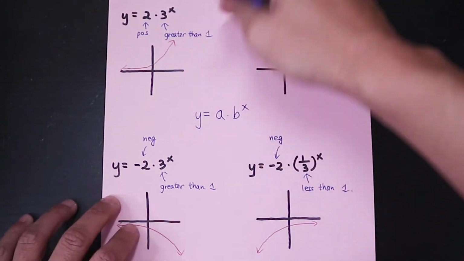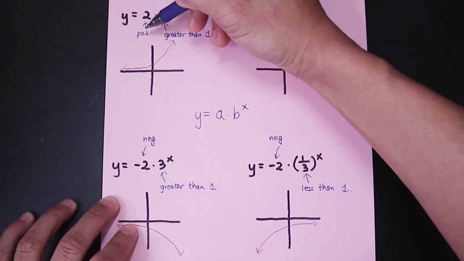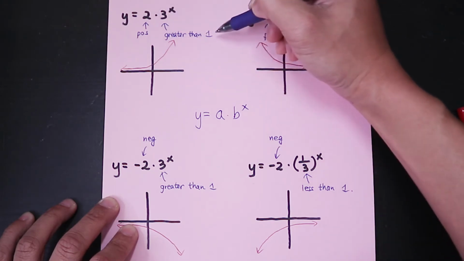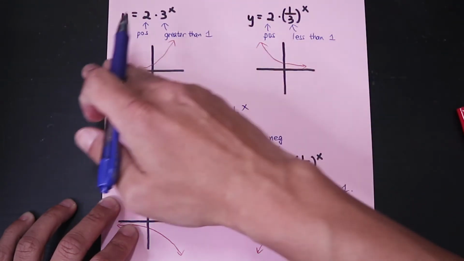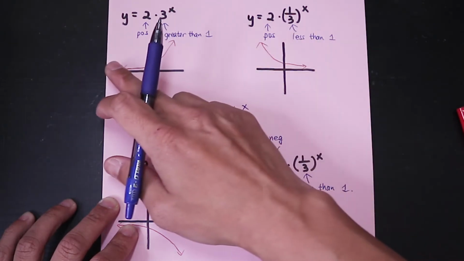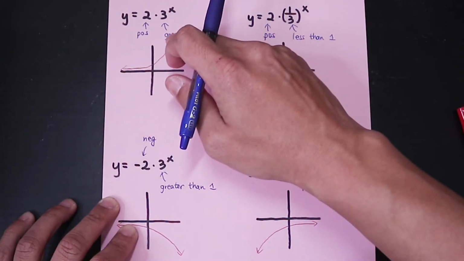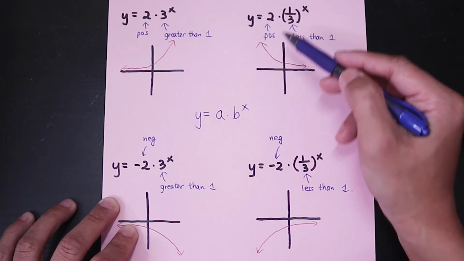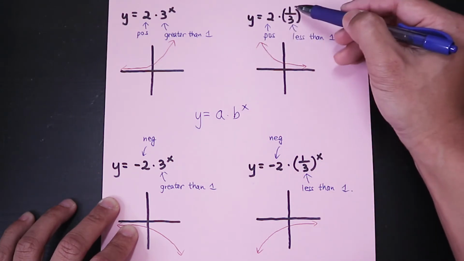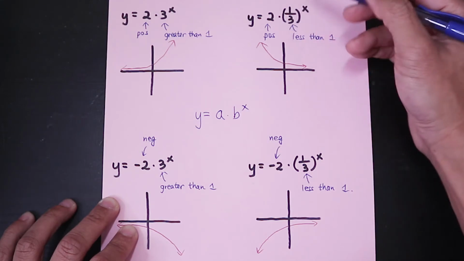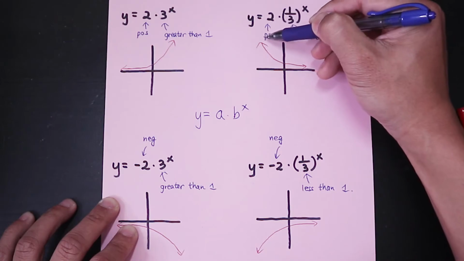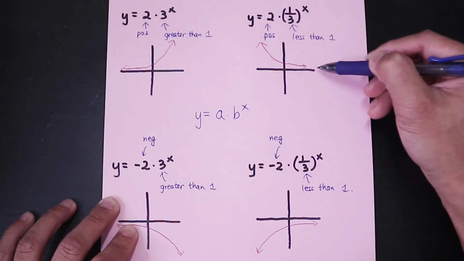So for the first case, if your a is positive and your b is 3, which is greater than 1, then your graph would look like this. Without graphing it, the shape of the graph is like a roller coaster going up. Then right here, if your a is positive, but your b is less than 1, because this is like a factor, every time x increases, the y decreases by 1/3. So it's getting smaller and smaller. It's like a roller coaster going down.